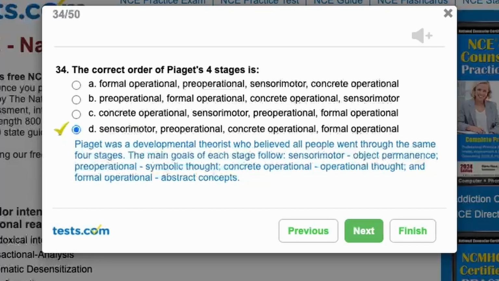D. Piaget was a developmental theorist who believed all people went through the same 4 stages. The main goals of each stage follow: sensory motor, object permanence; pre-operational, symbolic thought; concrete operational, logical thought; and formal operational, abstract concepts.